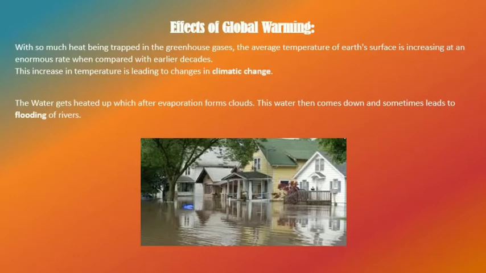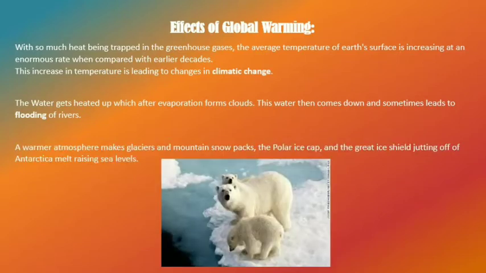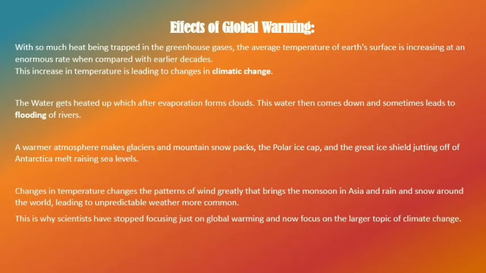And as you know, a warmer atmosphere makes glaciers, mountain snow packs, the polar ice caps and the great ice shield jutting off Antarctica melt, raising sea levels. The change in temperature also changes the pattern of winds that brings the monsoon in Asia and rain and snow around the world, making unpredictable weather more common. This is why scientists have stopped focusing just on global warming and now focus on the larger topic of climate change. Due to this, there are a lot of initiatives the world has now started taking.